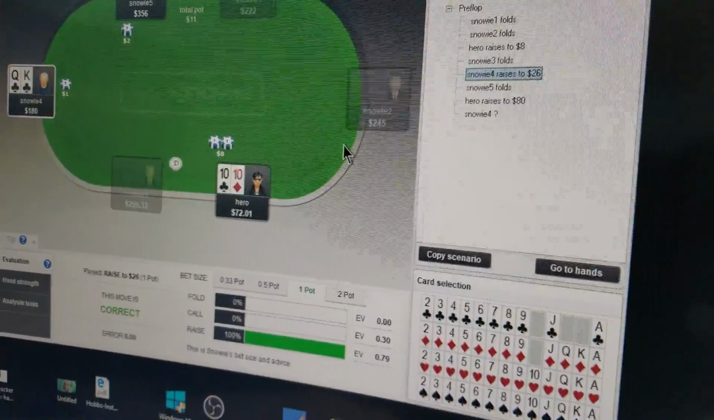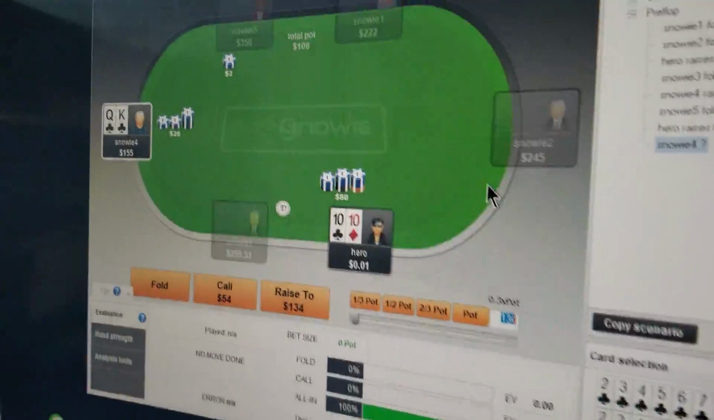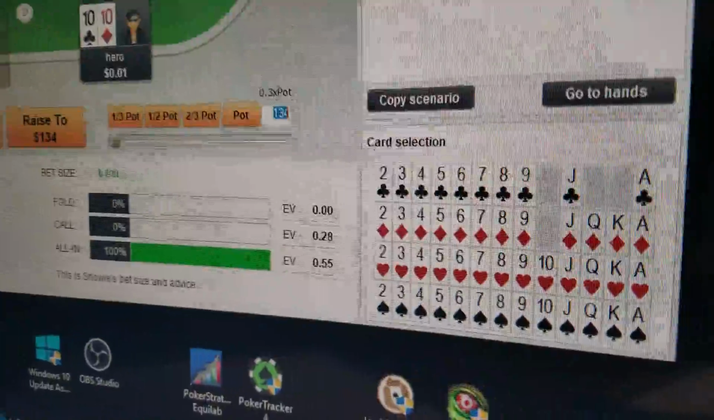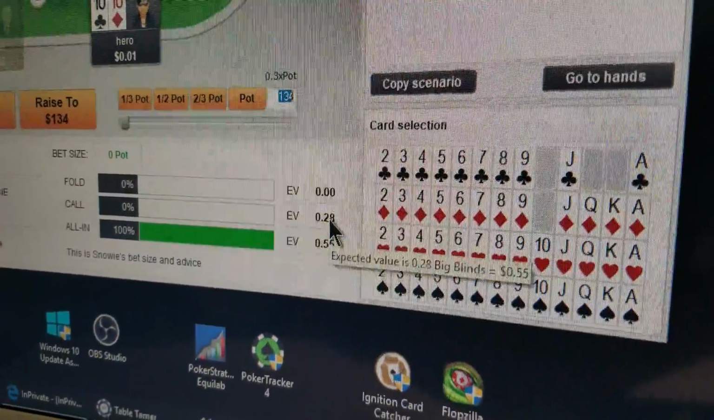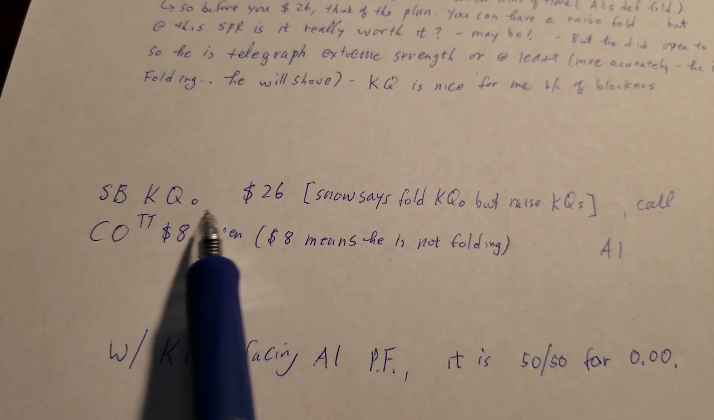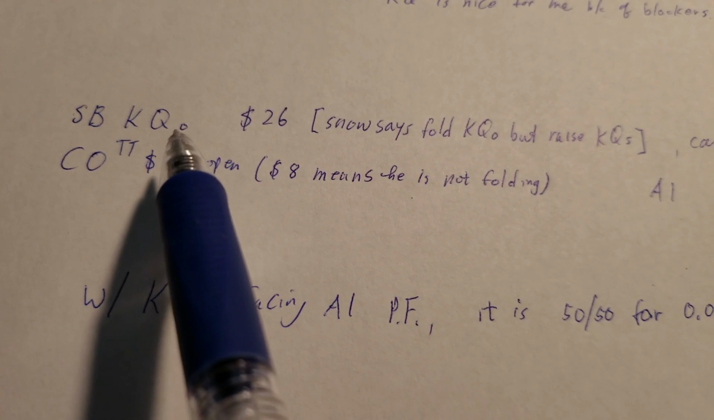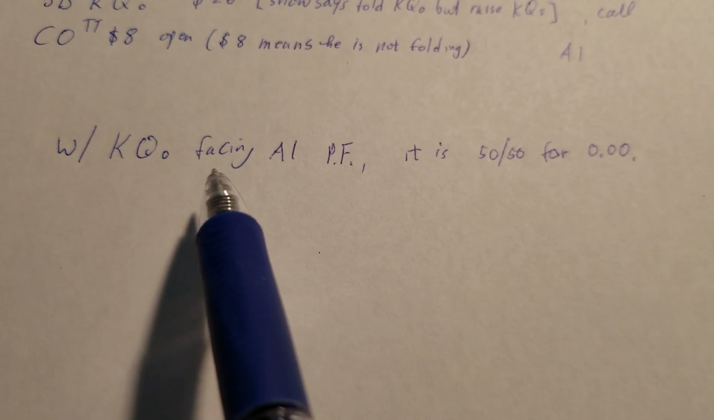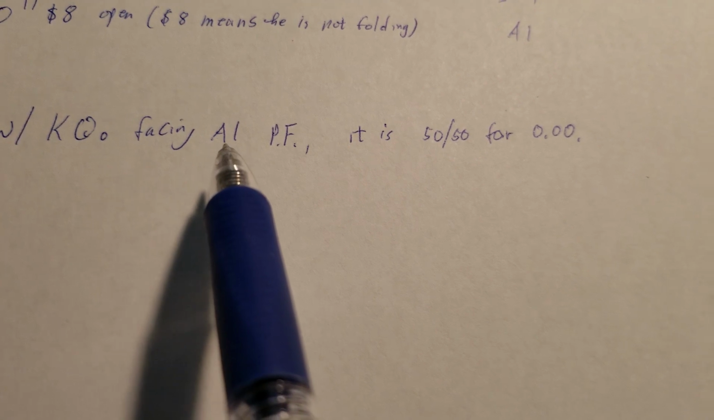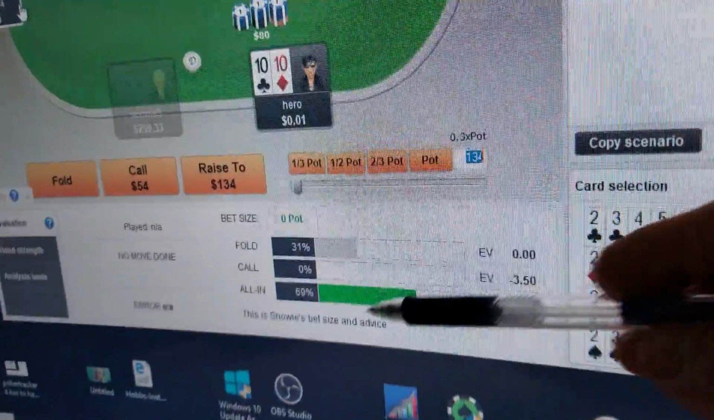Okay, so let's say it's suited. And now he's going to go with it. And it's 100%. It's 0.55 EV. Calling, not as good. So it's 100% all in for a slightly better EV. Snowy actually says to not do the 26 with King Queen offsuit, but with suited, you can do the 26. And Snowy says with King Queen, after the 26, facing all in preflop, it is 50-50 for 0 EV. So that's what this is.